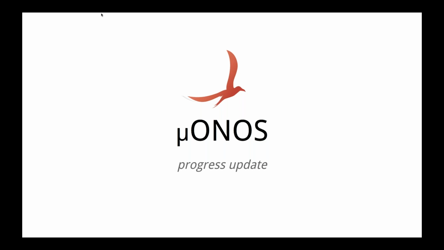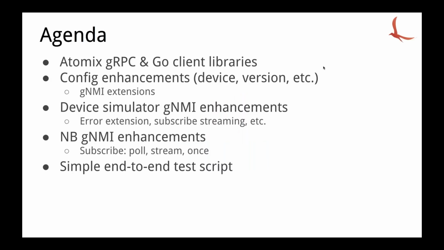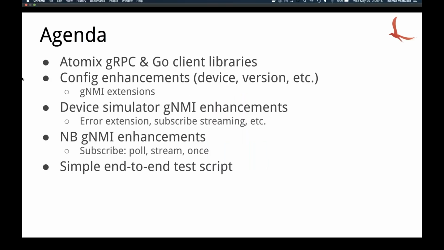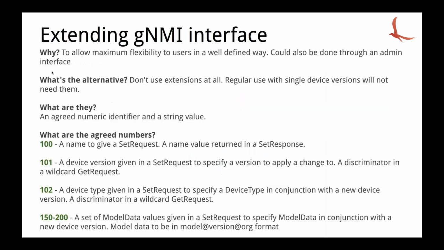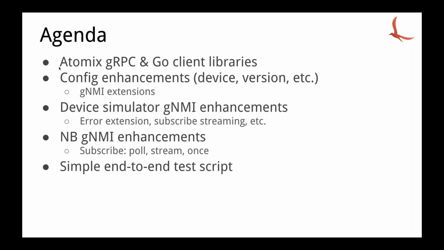And we have a couple of people that are going to be doing various informal presentations. We don't have to necessarily do them in this order, but we have a couple of things to show you. There are some Atomics, gRPC, and Go client libraries that Jordan's going to show us. We have various configuration enhancements on how to use GNMI extensions on a northbound to be able to target configurations for specific devices.